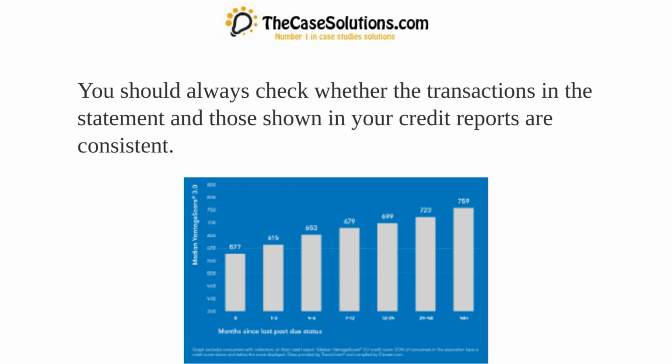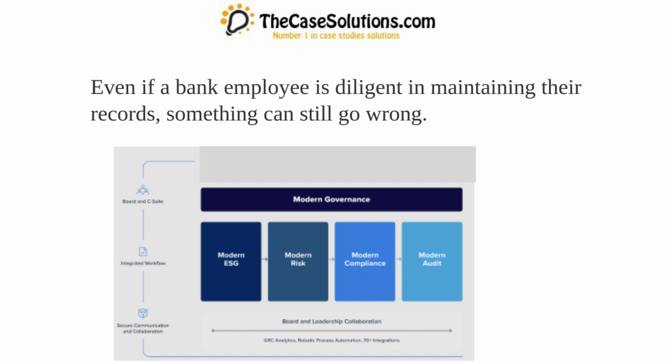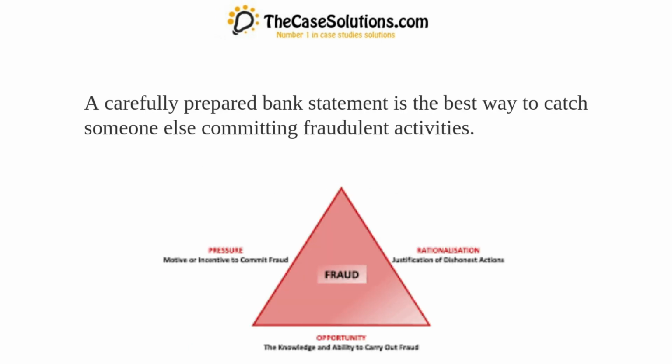You should always check whether the transactions in the statement and those shown in your credit reports are consistent. It is important to know the characteristics of fraudulent activities because the financial crisis can cause banks to be more lax with their checks and balances. Even if a bank employee is diligent in maintaining their records, something can still go wrong. Some people have realized that by taking advantage of loopholes in bank statements, they can easily steal from other bank employees and even from the bank itself. A carefully prepared bank statement is the best way to catch someone else committing fraudulent activities.